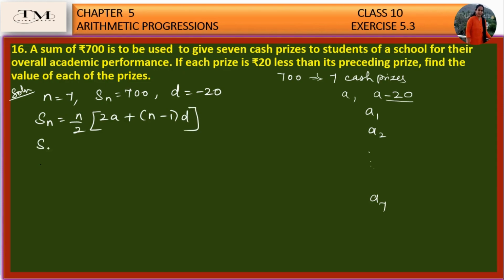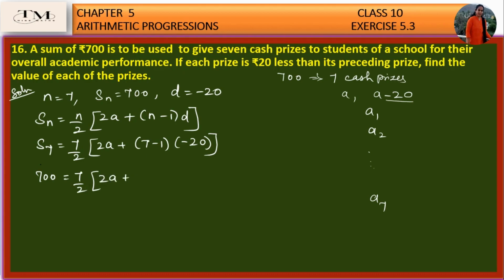So here n is 7. So 7 by 2 into 2a plus (7 minus 1) into d. What is d? It is minus 20. S7 is nothing but 700. So 700 equal to 7 by 2 into 2a plus 7 minus 1, which is 6, into minus 20. So 2a, and 6 into minus 20, you will get a negative sign. 6 into 20 is 120.